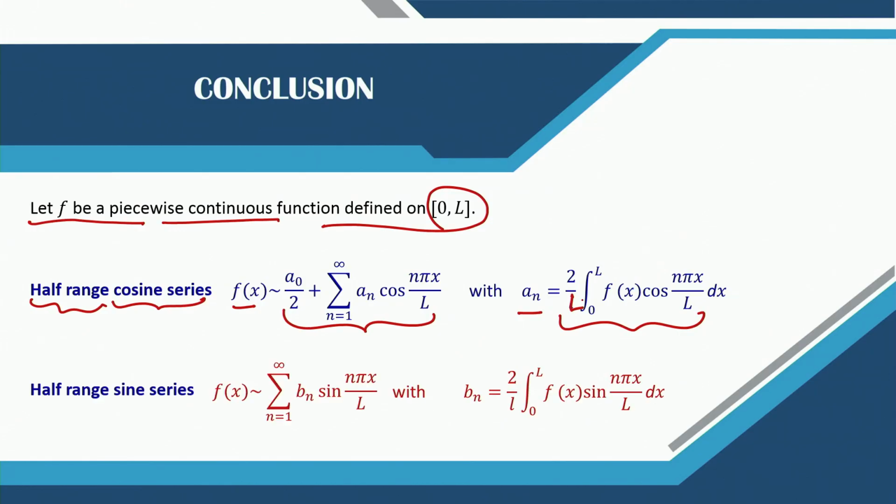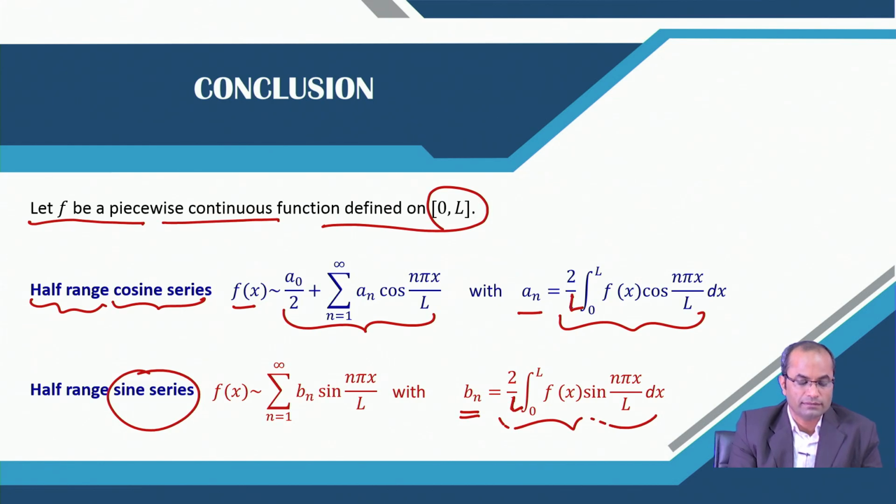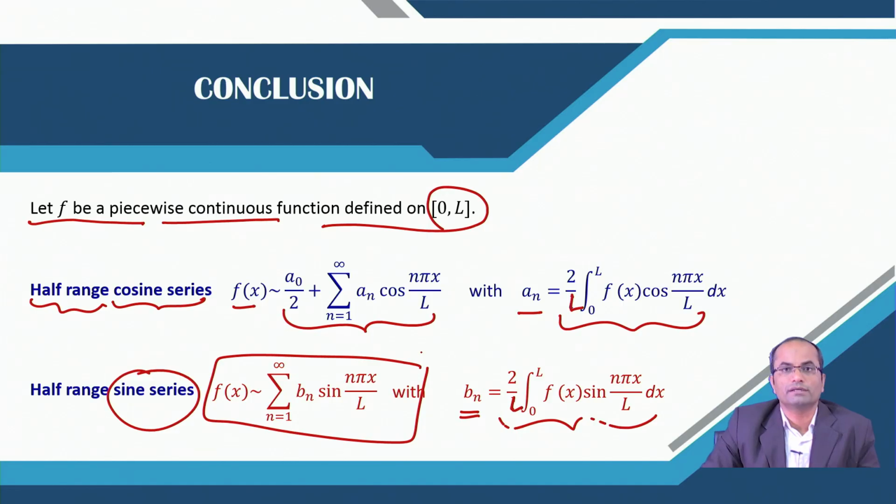Or if we wish to expand this in the sine series, then we have to compute b n as 2 over L integral 0 to L f x sin n pi x over L, and then we have the pure sine expansion of the function. So, there are at least 3 possibilities we have discussed.